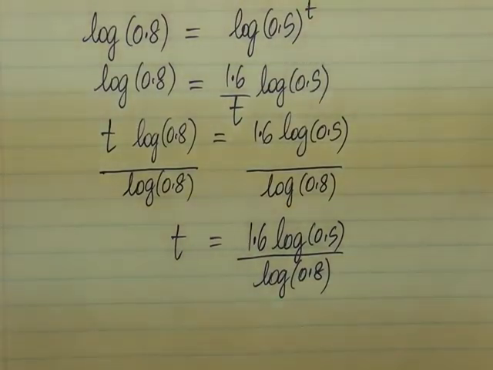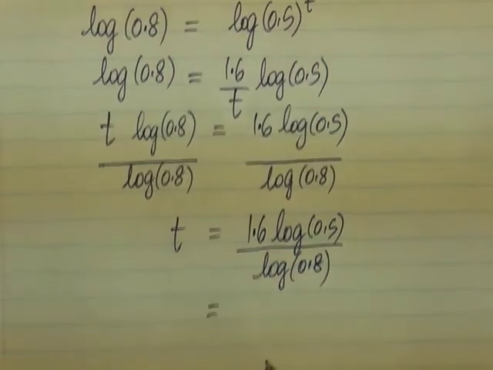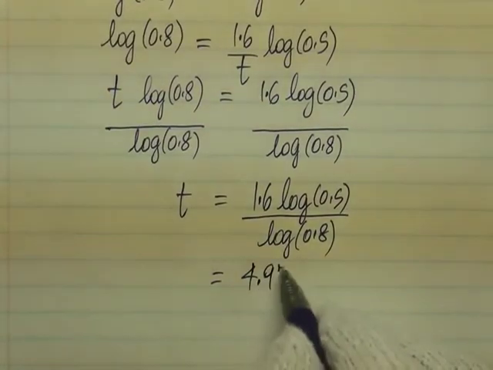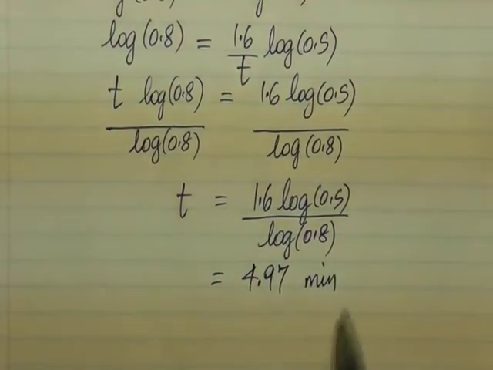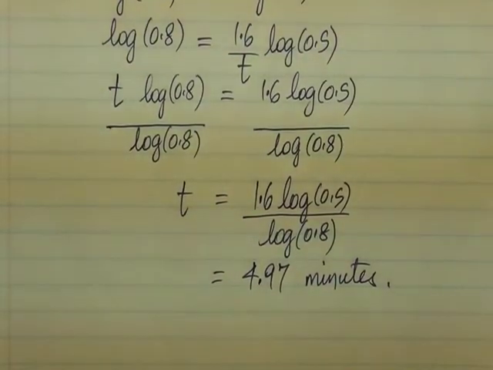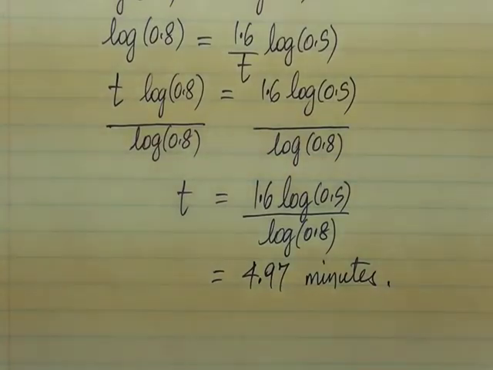When we do that calculation, that gives us 4.97 minutes. Which makes sense. If every roughly 5 minutes it's becoming half, it seems to reason that in 1.6 minutes it would go from 50 to 40.